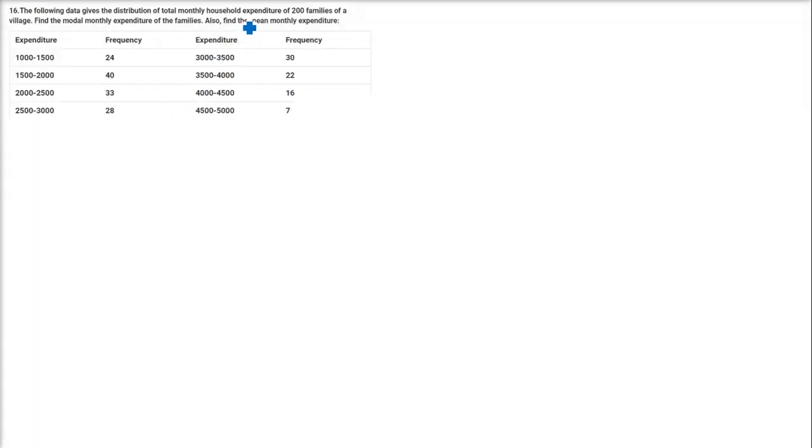This data gives the distribution of total monthly household expenditure of 200 families of a village. Find the modal monthly expenditure of the families. Also we have to find the mean monthly expenditure.